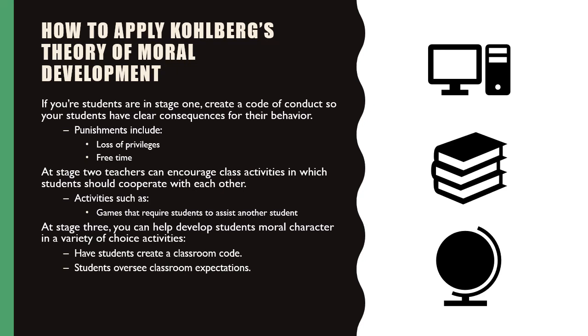And at stage 3, you can help develop students' moral character in a variety of choice activities. One that is hugely useful is having students create their own classroom code. Now, this isn't quite the same as a code of conduct, but it's kind of like them setting up their own form of expectations. In this situation, students would be expected to oversee these classroom expectations and adhere to them, and essentially make a point to follow them as if a teacher had made them.